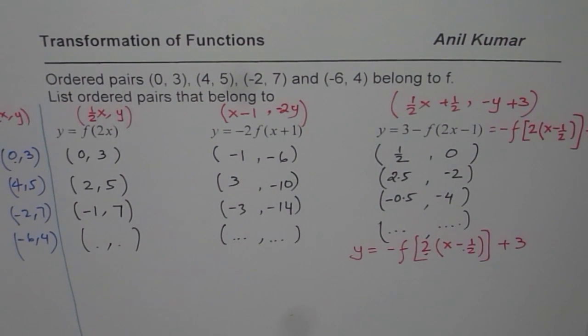I hope with this your concept of how the points get transformed, or how to find the coordinates of image points, is kind of clear, right?